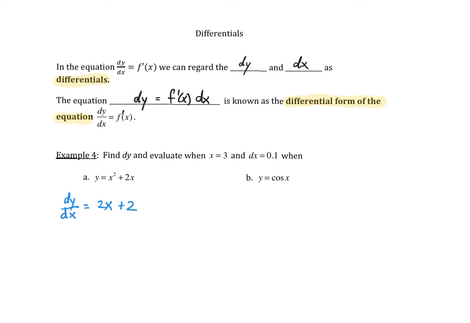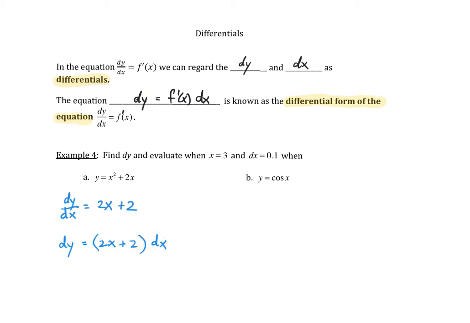Now, I'm going to regard dy and dx as the quotient of two differentials. So in order to find dy, I'm simply going to multiply both sides by dx, and I get dy is equal to (2x plus 2) dx. And just so it's clear, I'll put parentheses around the 2x plus 2, so you don't accidentally only attach the dx to the 2.